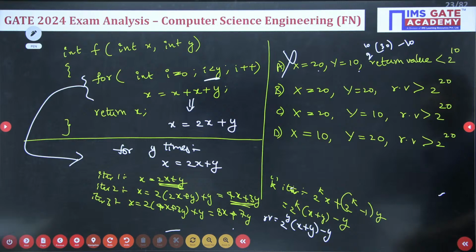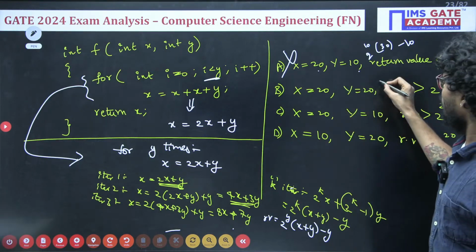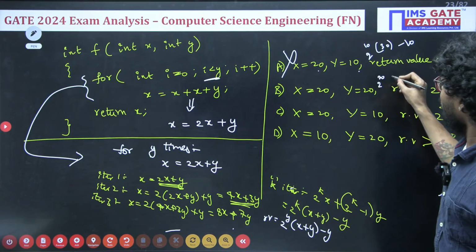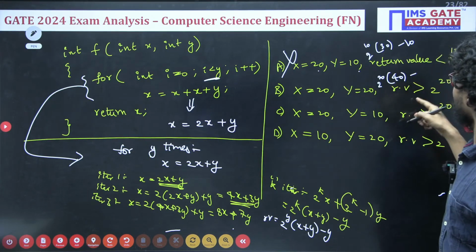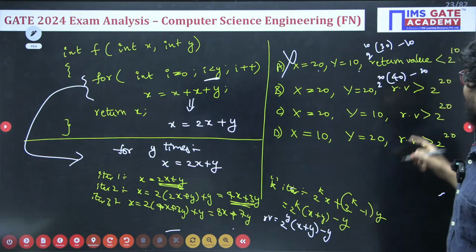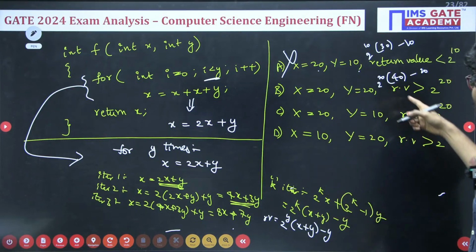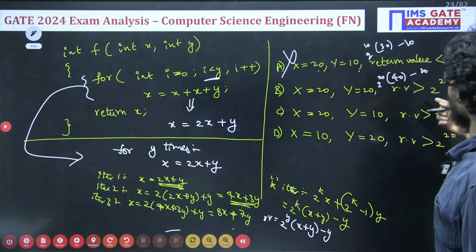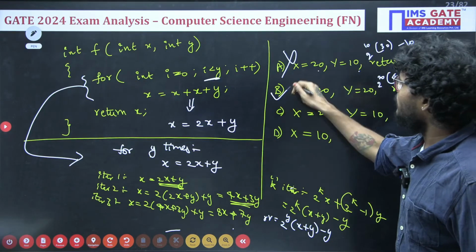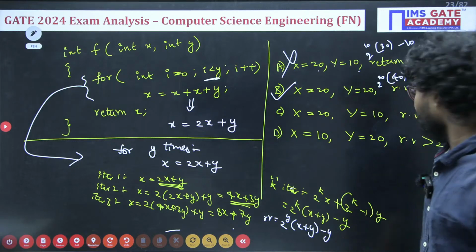Now let us check option B. So here the return value will be 2 raised to y, that is 2 power 20 into 20 plus 20, 40 minus 20. So obviously this value 2 raised to 20 into 40, that is greater than 2 raised to 20. So option B is a correct option.